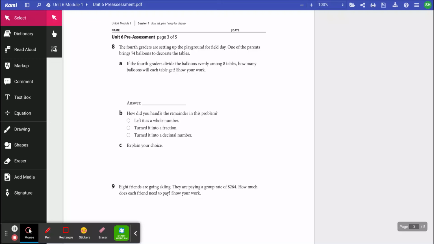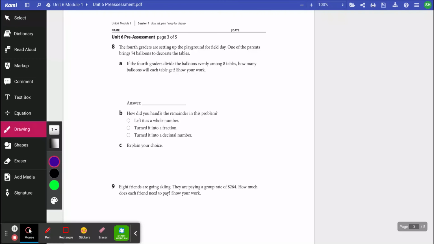Hello, we're back for page 3 of the Unit 6 pre-test. Going to go over these answers for you and how to solve them.